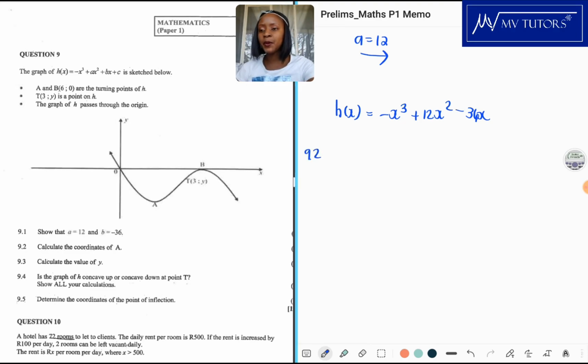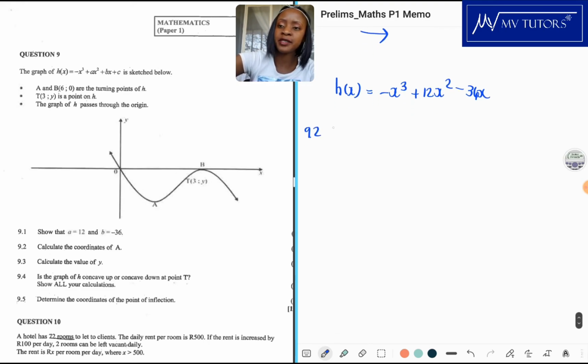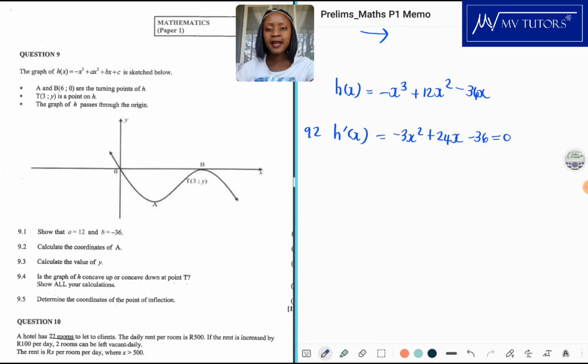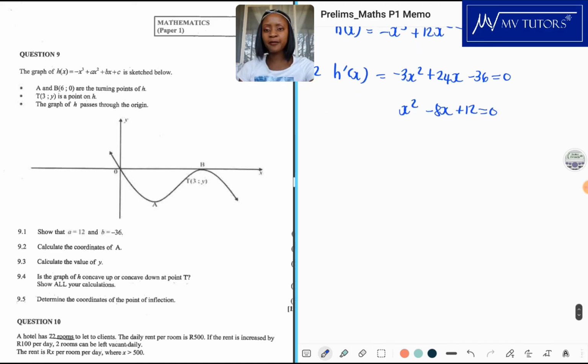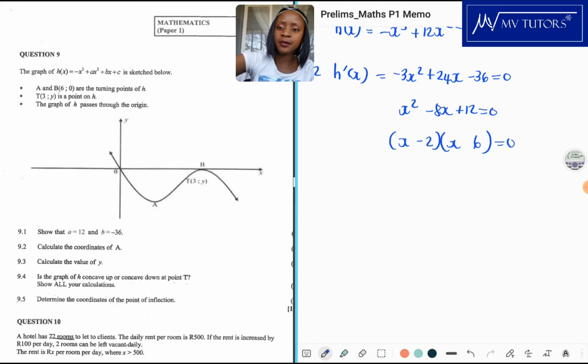Okay, 9.2. Calculate the coordinates of A. The coordinates of A are the turning points, so we're going to get the first derivative, right? So that is negative 3x squared plus 24x minus 36, and that will be equal to 0. So if I divide by negative 3 throughout, I will have x squared minus 8x plus 12. What will give me 12 if I multiply, and give me 8 if I subtract or add? 6 and 2. If I subtract both, I get negative 8. If I multiply, I get positive 12. So x is equal to 2, or x is equal to 6. 6 we know is b, so this must be a.